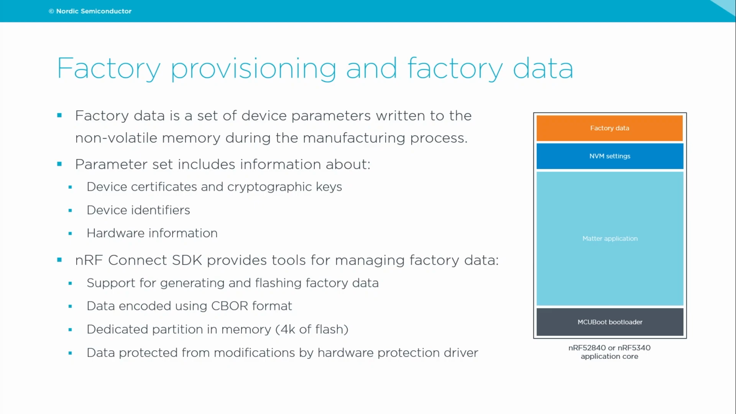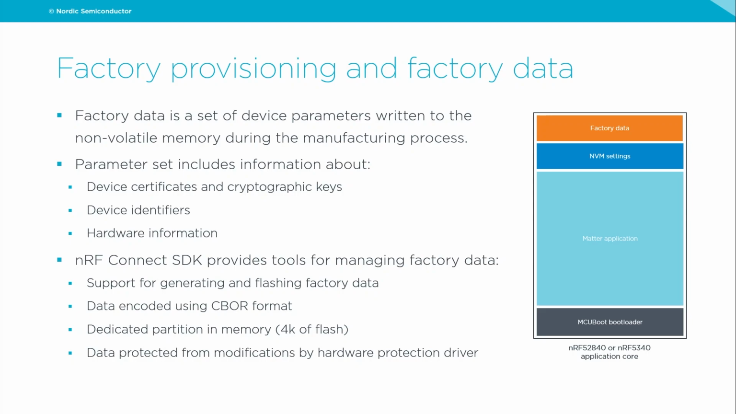The factory data includes different types of information, such as device certificates, cryptographic keys, device identifiers, or hardware description. All of these parameters are vendor-specific and must be inserted into a device's persistent storage during the manufacturing process. Factory data parameters may be used by both the Matter stack and the user application. For our platform, the factory data is stored by default in a separate page of the internal non-volatile memory, which helps to keep the factory data secure through hardware protection.